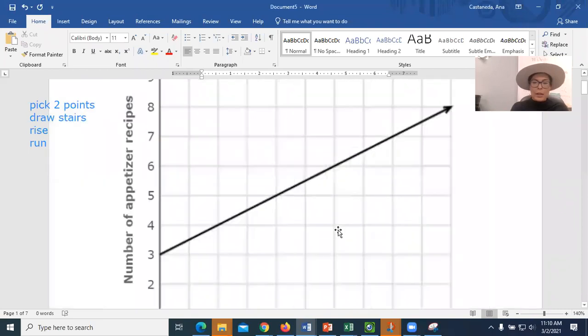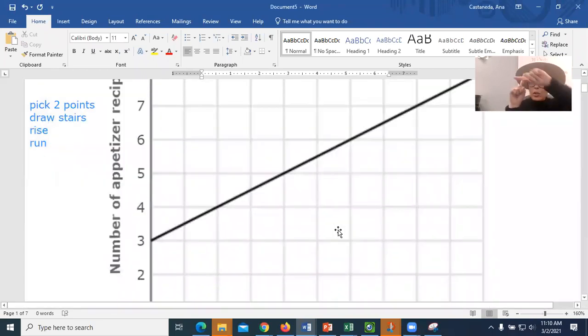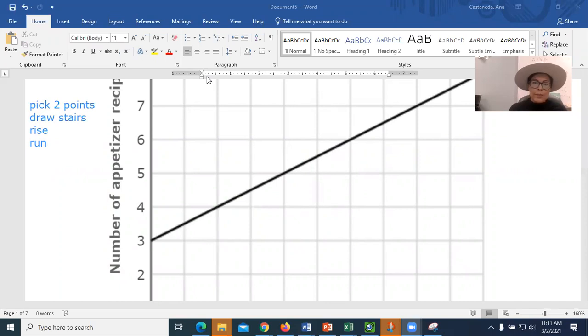Okay, so let's pick 2 points. So again, the graph has to go perfectly through the cross. So this right here does not count as a point because it goes through the middle. This though, right here, there's the cross, there's the T, so that goes perfectly through it. So that counts. Okay, right here, that counts as 1.